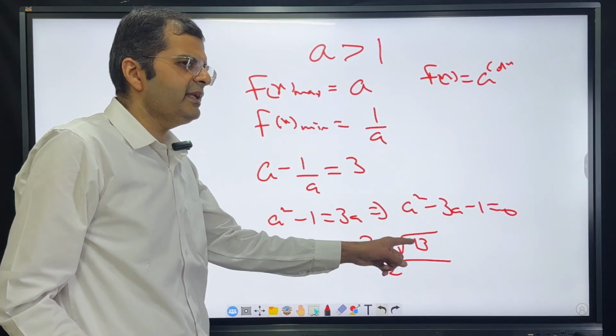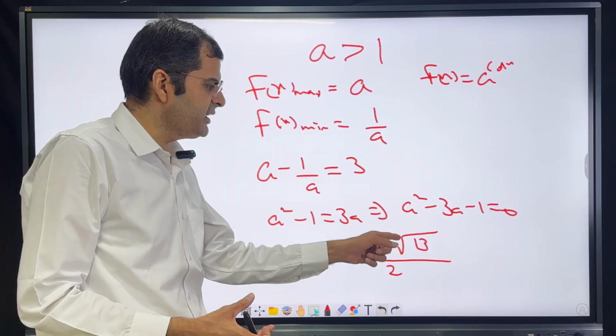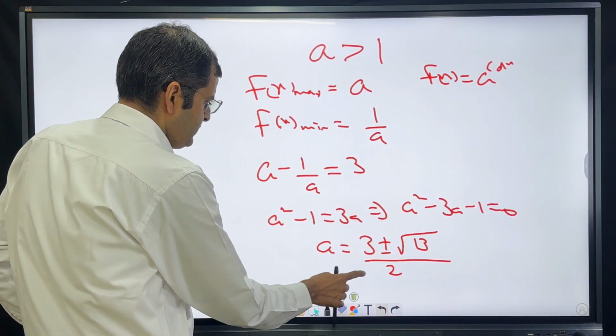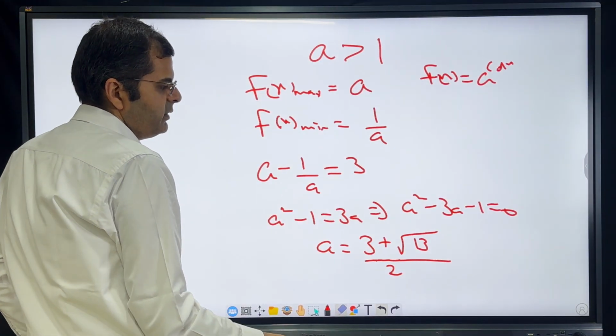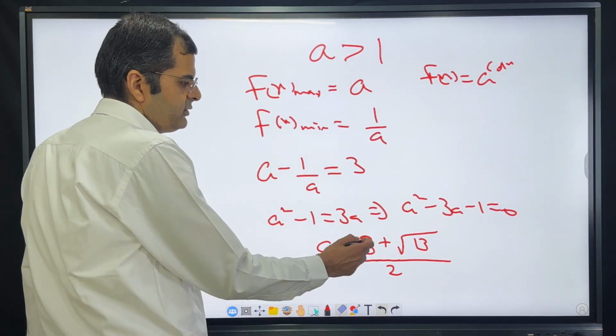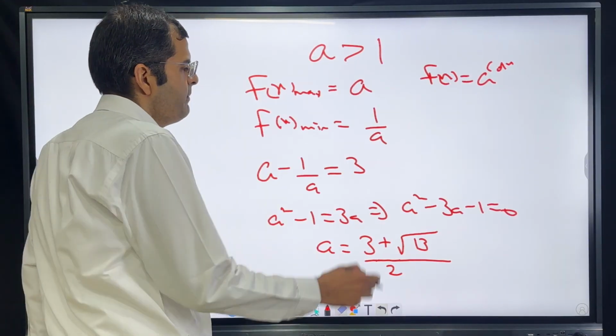Now if it is 3 minus root 13, root 13 is greater than 3, so it becomes a negative number. So the minus sign is ignored here. So this becomes 3 plus root 13 by 2. Is it greater than 1? Yes, it is, because root 13 is greater than 3. So 3 plus a number greater than 3, divided by 2, will be bigger than 1.